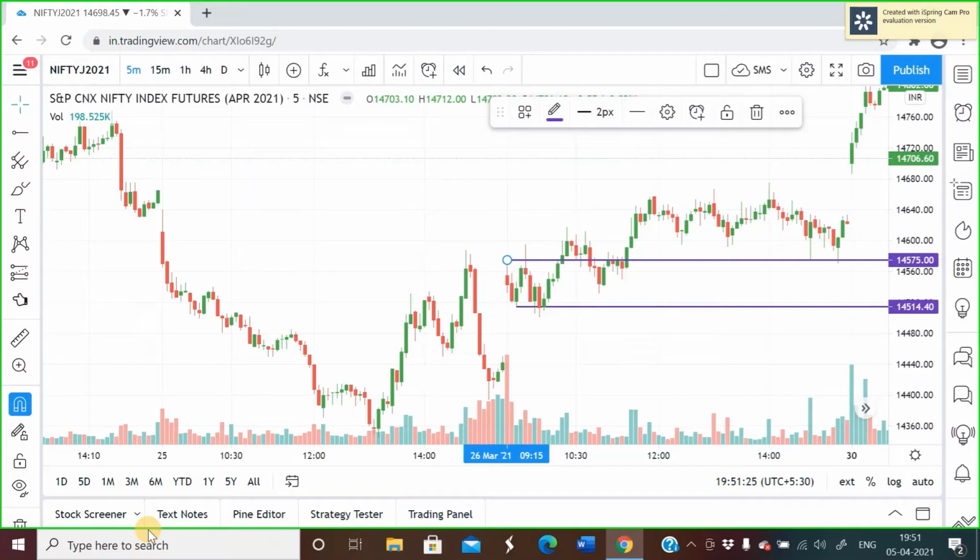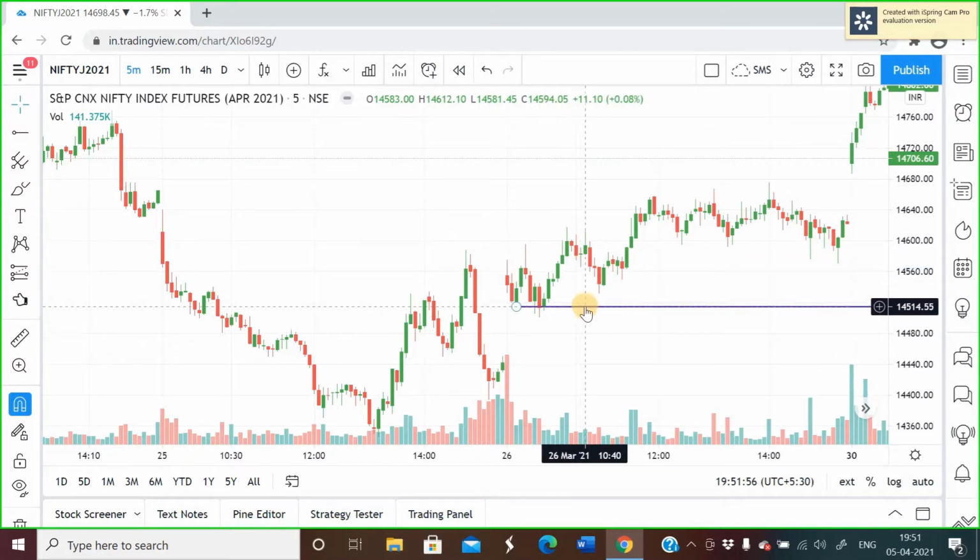Coming to the strategy, I have opened the April Nifty future for you. As I said, for this strategy, we just need 5-minute candlestick charts to be selected. So once we have selected the 5-minute chart, what you just have to do is wait for the first three candles to close. And once these candles close, you just have to mark the high and low of the first 15 minutes. So let me explain how it works.